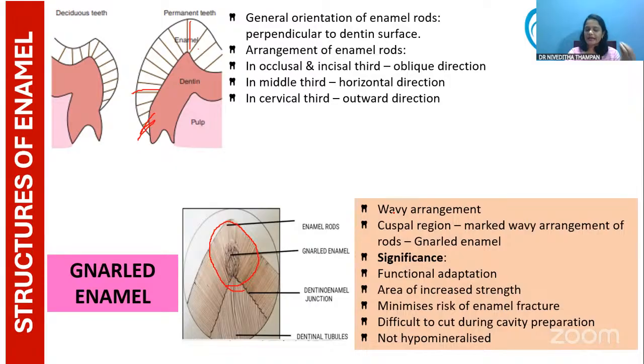It is an area that is really difficult to cut during cavity preparation. It is an area of increased strength, and it also minimizes the risk of enamel fracture because it is a very strong area.